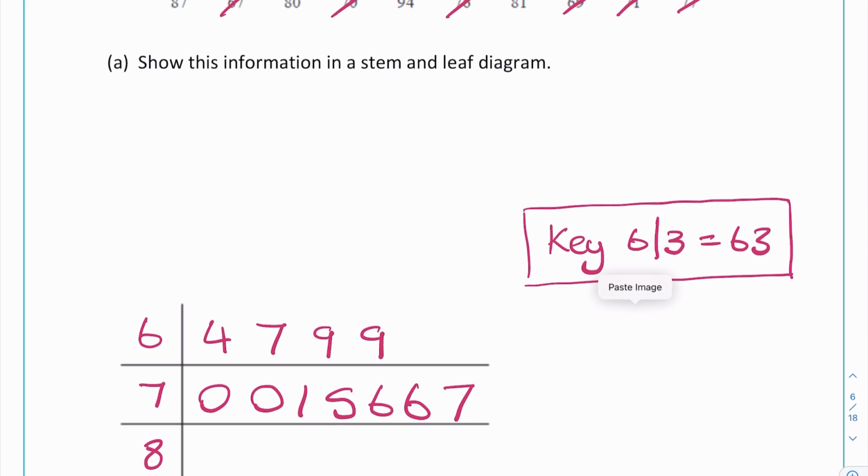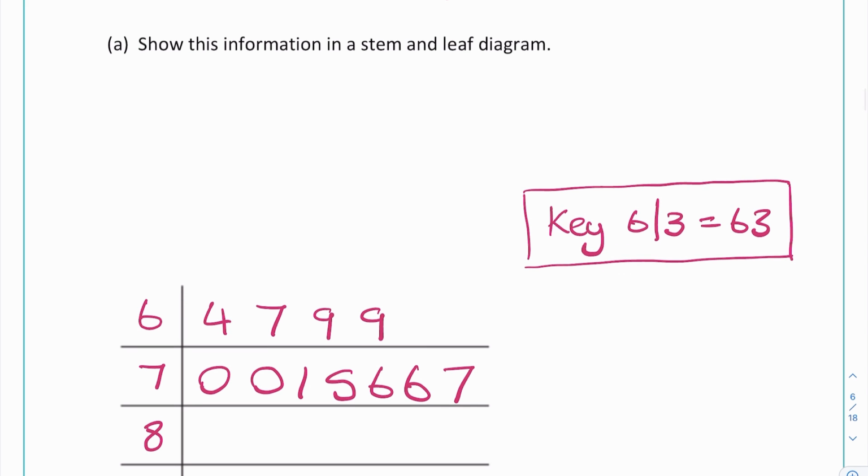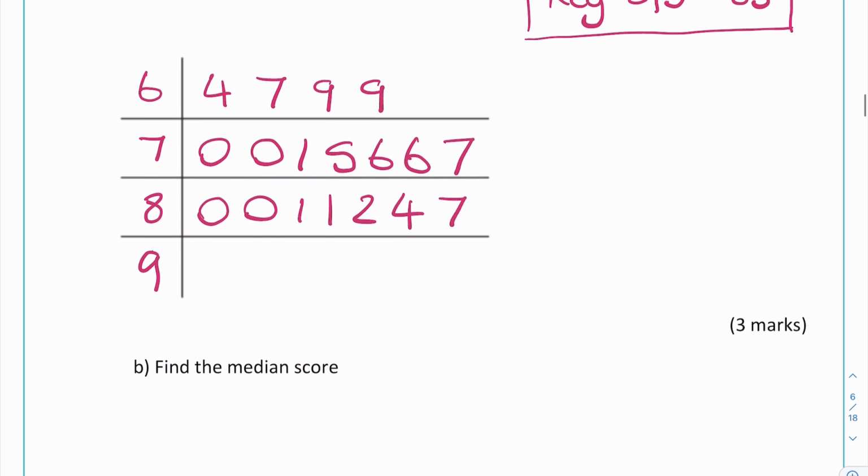On to the 80s, we've got 80 exactly, and there's 2 of those. We've got 81, 82 and 84 and another 81. So 81, 1, 2 and 4, and then we've also got 87. That only leaves us with two numbers, 91 and 94. So 91 and 94. And there we go, there's our stem and leaf drawn.